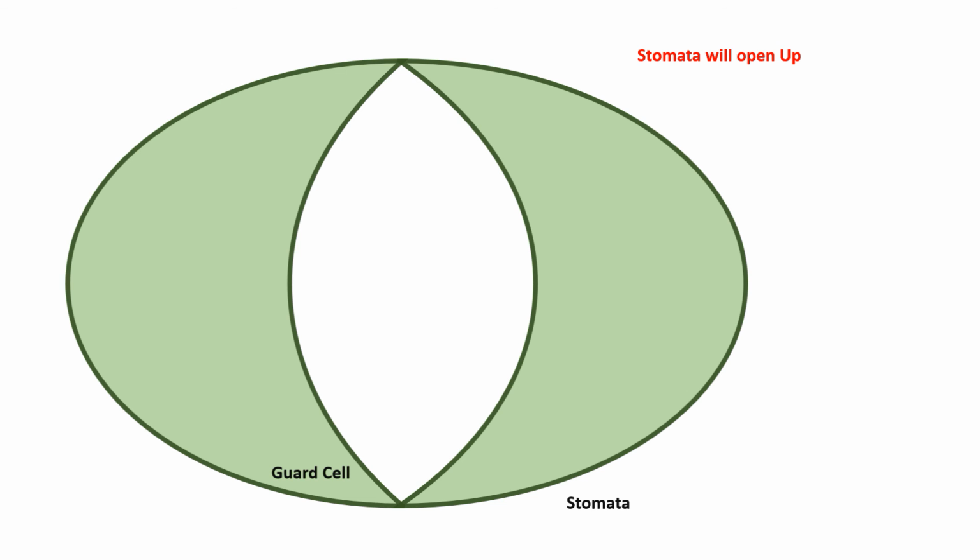So for summary, when abscisic acid is present, the stomata will be closed. When there is no abscisic acid, the stomata will be open. The abscisic acid closes the stomata during night time, and without abscisic acid during daytime, stomata open up.